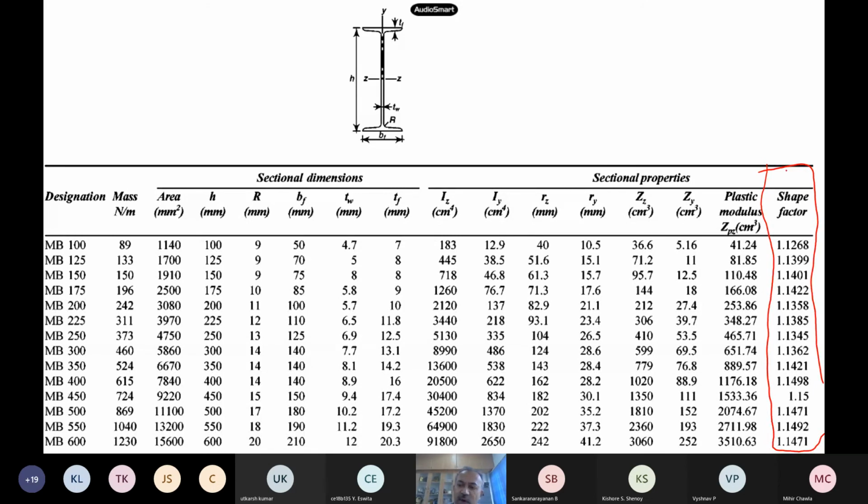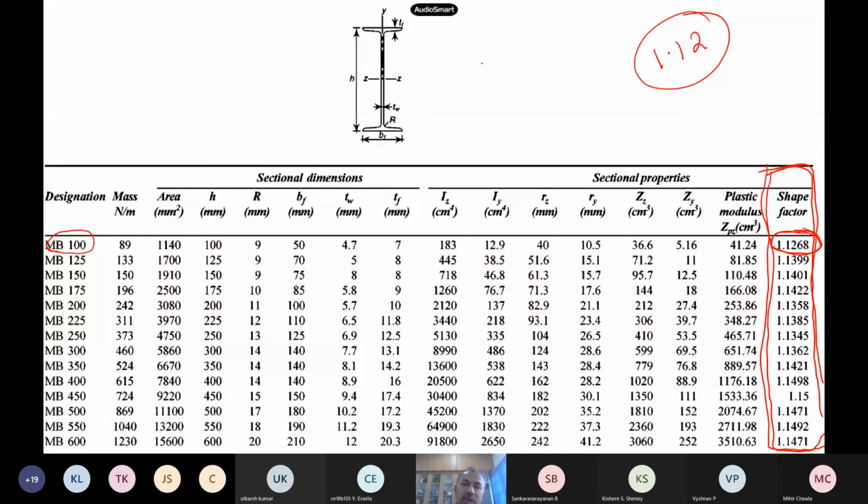So for all I sections, what are the shape factors? Can you see here? Shape factors lie from where to where? What's the shape factor for ISMB 100? Now, what's the shape factor here? 1.26. 1.12. What do you mean by this one? How much reserve strength does it have? 13%. 12%. But for a rectangular cross section? 50%. It has 50%. Now you can see the shape factor tells you how much reserve extra strength it has.